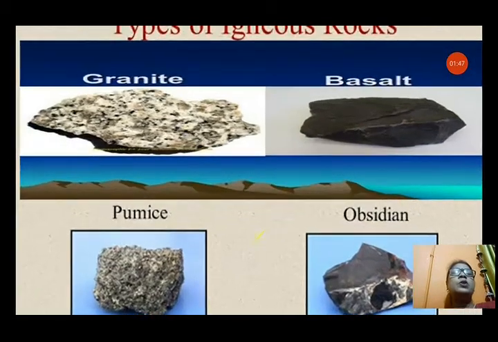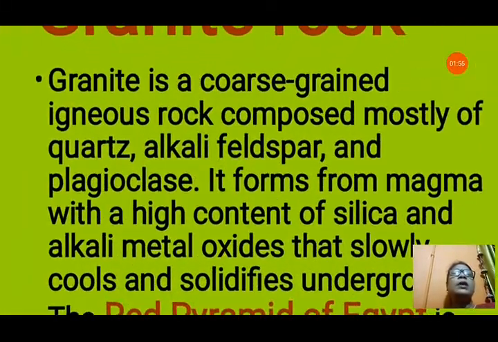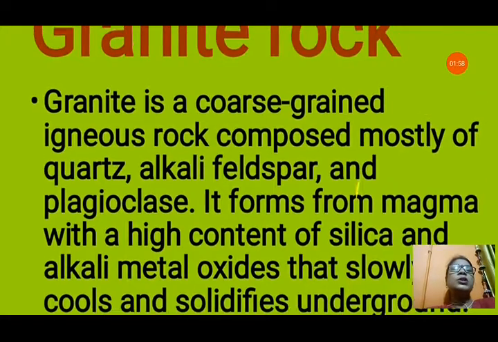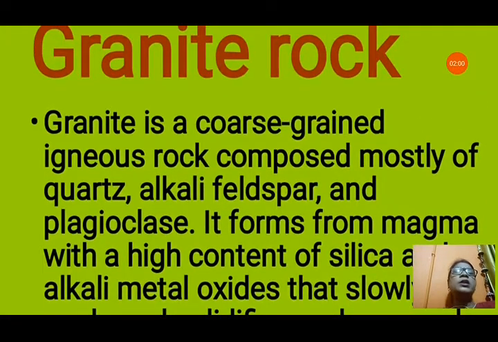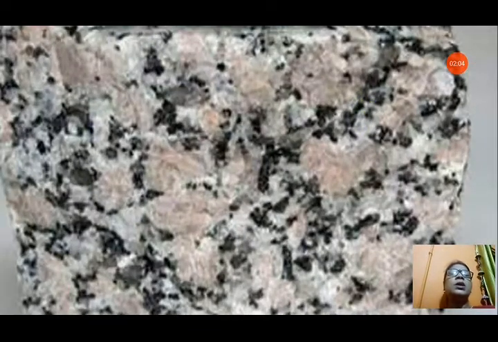Types of igneous rocks. Four main types of igneous rocks are discussed here: granite, basalt, pumice and obsidian. So, let us discuss all one by one. Granite rock. Granite is coarse grained, that means it is rough. You can see here the coarse grains in the granite rock.